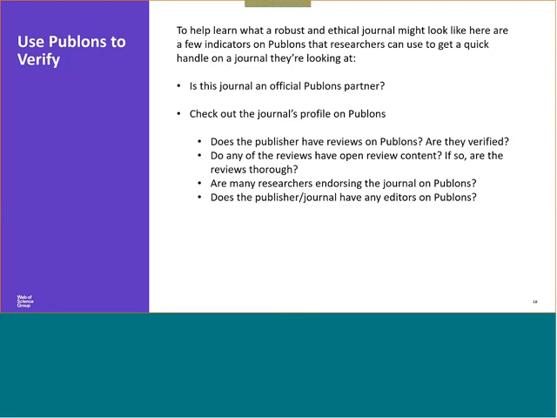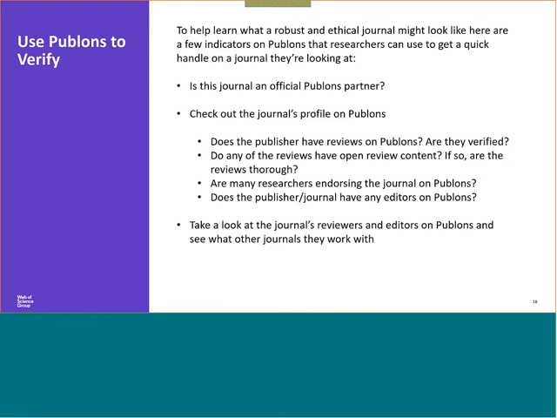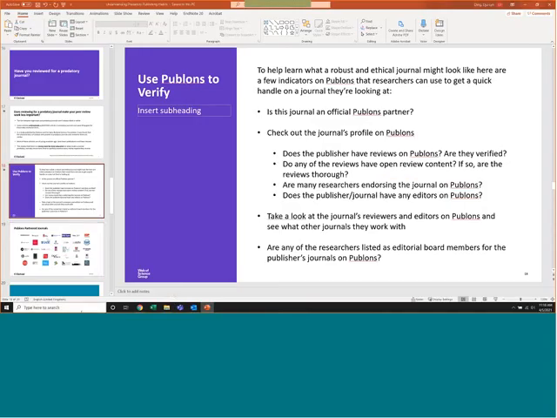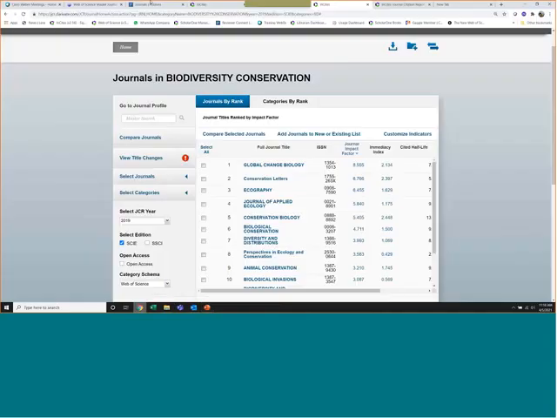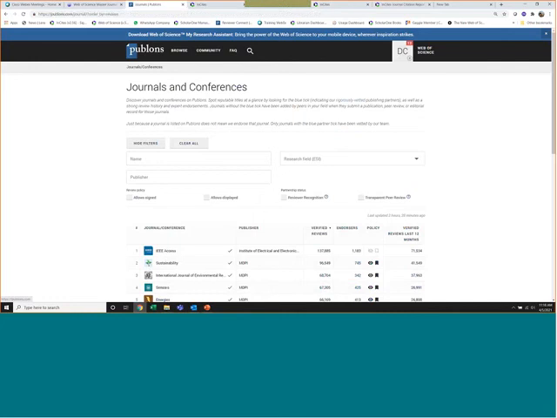Do any of the reviews have open review content? If so, you can look at the reviews and check that they are very thorough. And are any researchers endorsing the journal on Pablons? You can take a look at all of this information so that you can quickly ascertain whether a journal is legitimate. On Pablons itself, this is the platform. Let me just copy the URL for you.